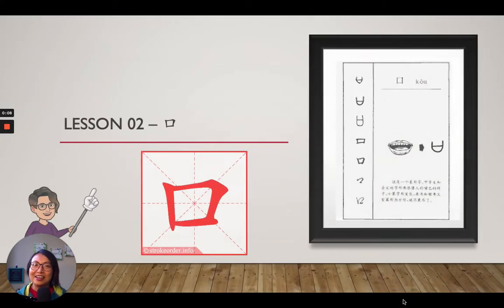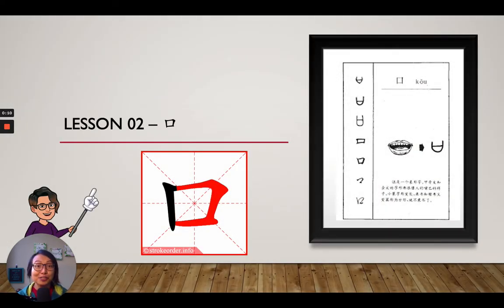And today we are going to learn about this radical. Who knows how to say this word? It is 口, which means the mouth. So it is pretty easy to understand why the word 口 looks like this.